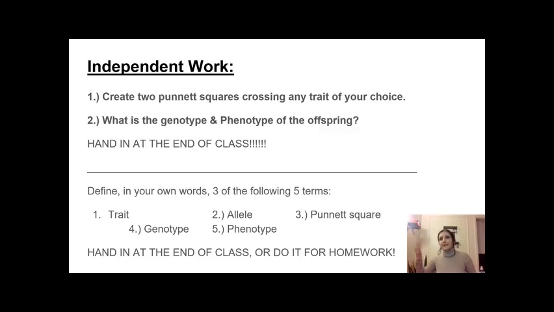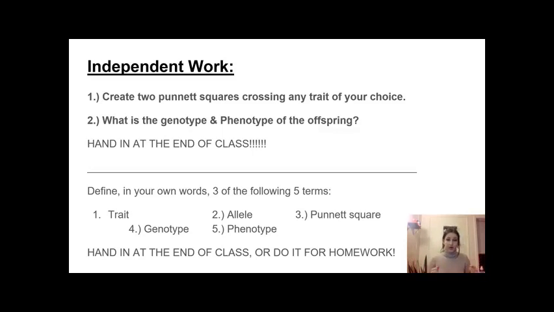Okay, so now that I did it myself, we did it together. I think you guys have a great understanding of this. Now I want you to do some independent work of the objective I told you. I want you to create 2 Punnett squares crossing any trait of your choice, like eye color, flower color, whatever you want, with any letters that you want. And I want you to figure out the genotype and the phenotype of the offspring, what it looks like and just the letters, how many. I want you to hand that in at the end of class.